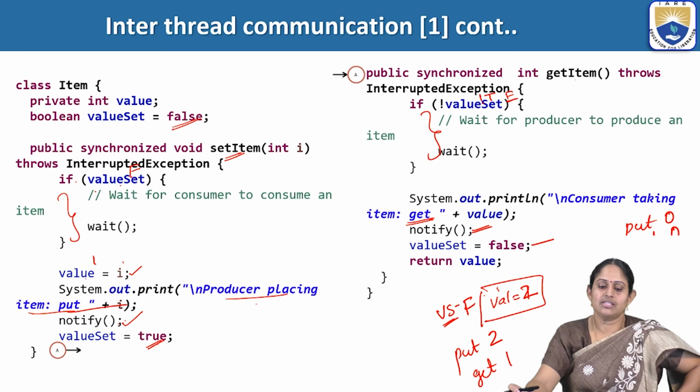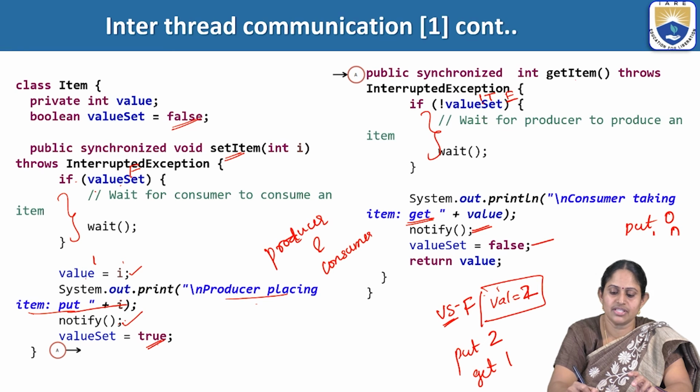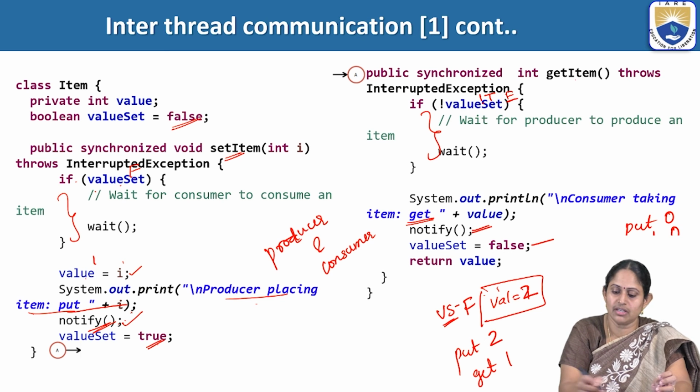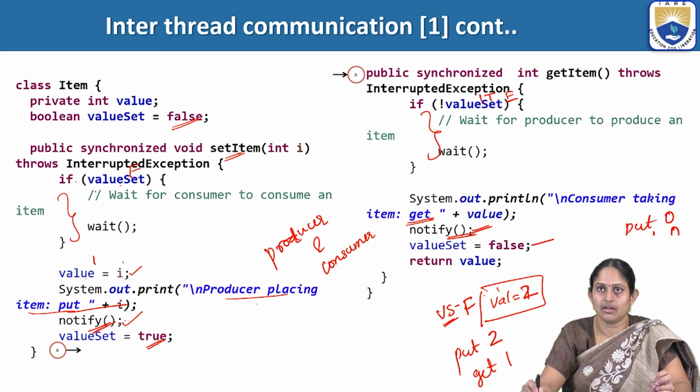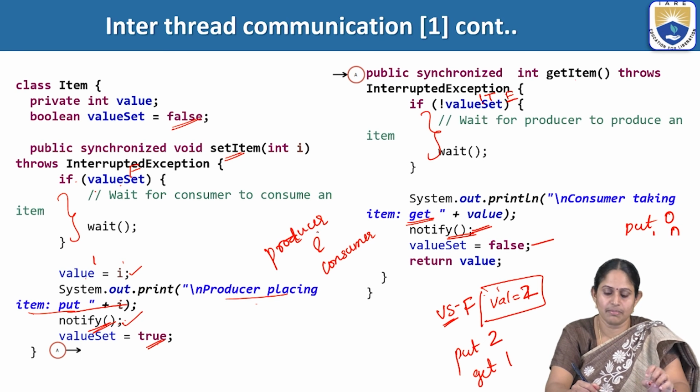So this is how inter-thread communication works. In our case, there are 2 threads, the producer and the consumer. These are the 2 threads which are communicating among themselves. They make use of the notify method for informing each other, for communicating among each other. These methods are being called.